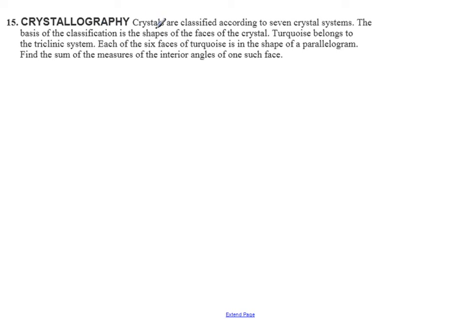Crystallography. Crystals are classified according to 7 crystal systems. The basis of the classification is the shapes of the face of the crystal. Turquoise belongs to a triclinic system. Each of the 6 faces of turquoise is in the shape of a parallelogram. Find the sum of the measures of the interior angles of one such face. Well, here it says that each of the 6 faces of a turquoise is in the shape of a parallelogram.